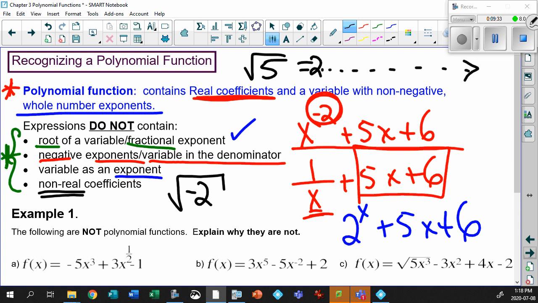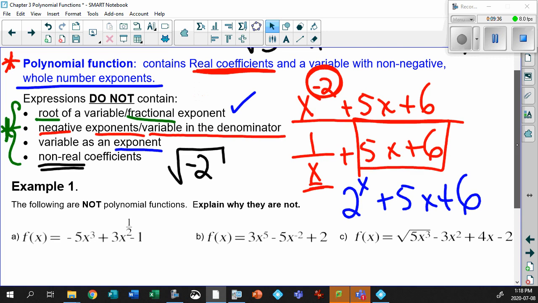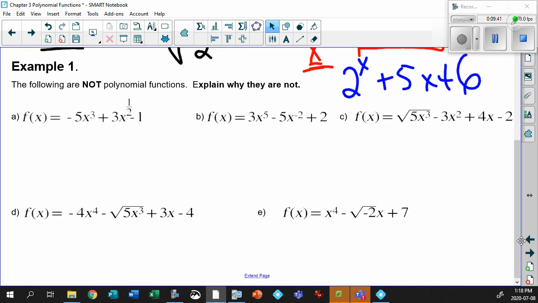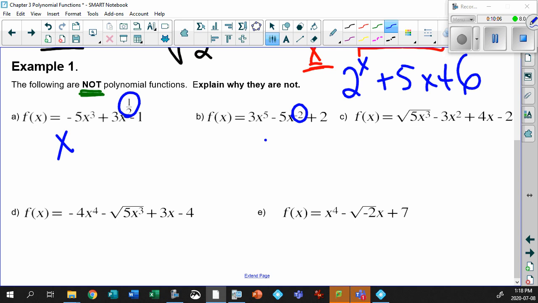So with that in mind, I've got a whole bunch of examples here that I want you to go through with me. I'm going to tell you right now, every one of these is not a polynomial, but you want to tell me why it's not a polynomial. First things first, look at A. It stands out like a sore thumb. That's a fractional exponent. Can't have that. Look at this one. I've got a negative exponent. Can't have that either.